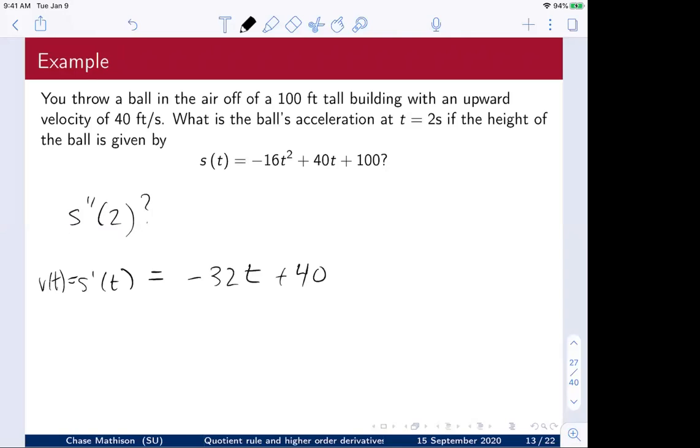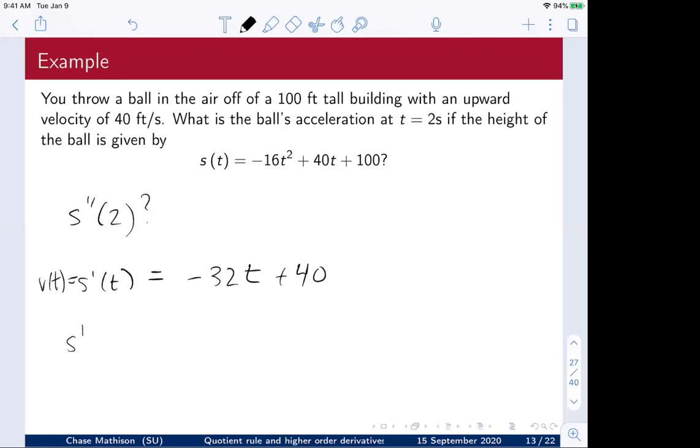And again, this is real. If you threw a ball in the air with a velocity of 40 feet per second, and you track how long this experiment was going, this is how fast the ball would be going after t seconds. And it's in feet per second, which is a weird unit to use, but this is real. All right, so then we want to know the acceleration at time t equals 2.